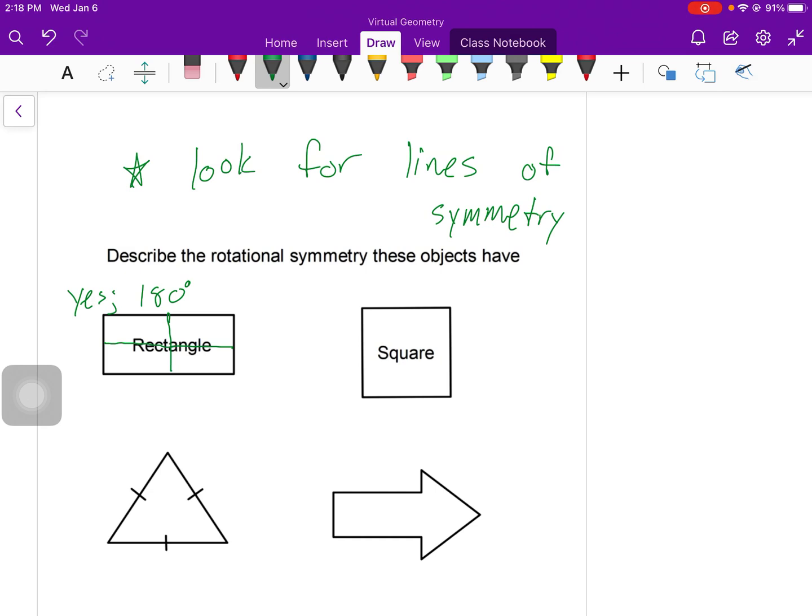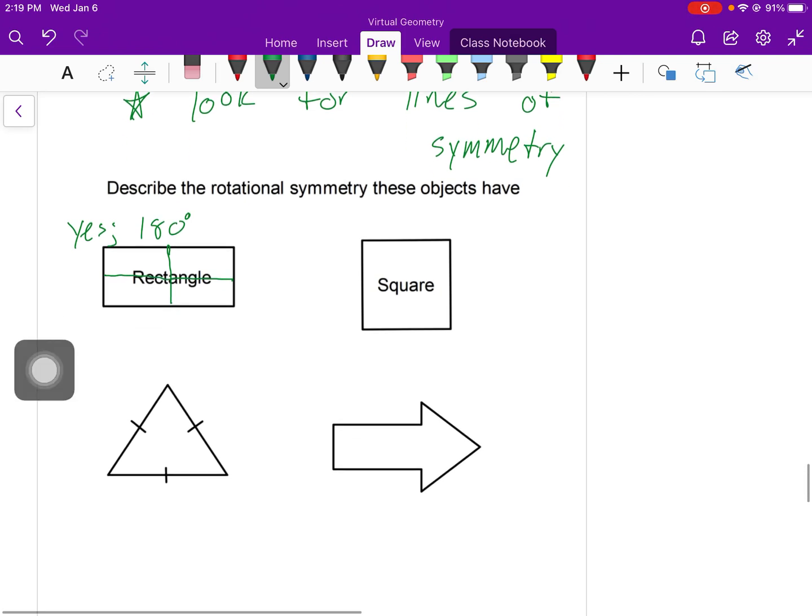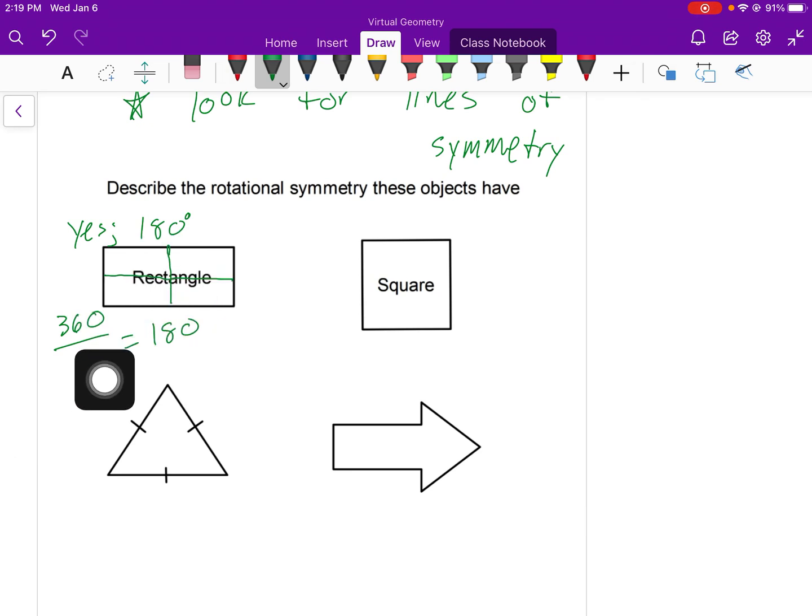If you had turned it 90 degrees, it's not the same thing because now it's taller than it was or shorter, depending on how you have your iPad in front of you. The way we find these values is we take 360 divided by how many lines of symmetry we actually have. There are 2 lines of symmetry, so 360 divided by 2 is 180 degrees. That's our rotational symmetry.